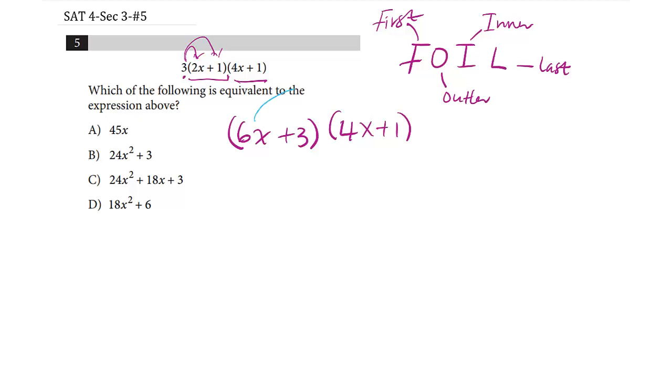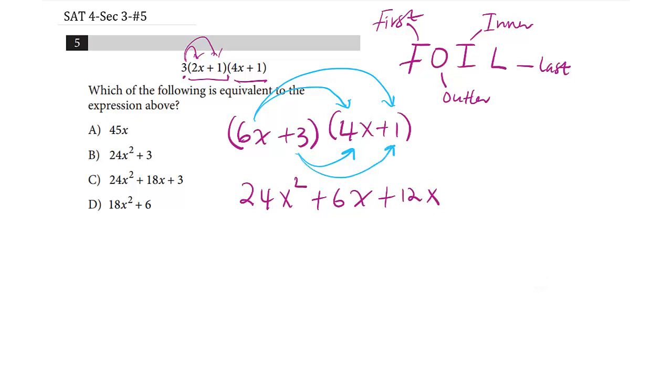That means first numbers multiplied. 6x times 4x becomes 24x squared. And next would be outer, which is 6x times the 1, the two outside terms. That becomes plus 6x. Then we'll do the inner terms, 3 times 4x. That becomes 12x. And last but not least, 3 times 1 is simply 3. The next step, as we've seen so far, is just combining like terms. So 6x plus 12x combines to become 18x plus 3.